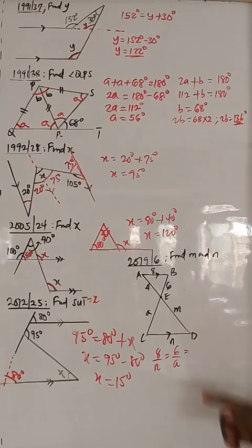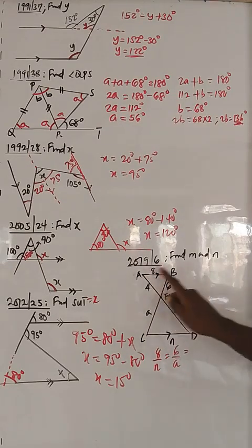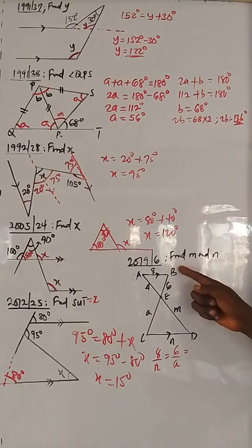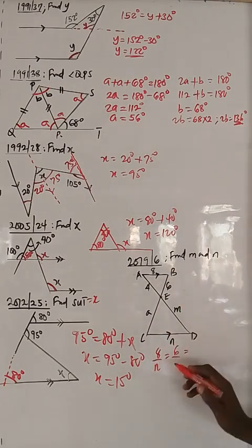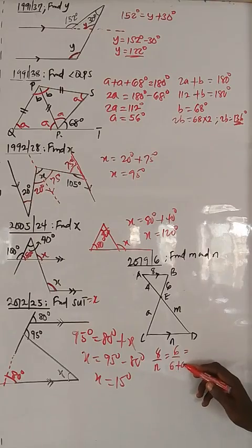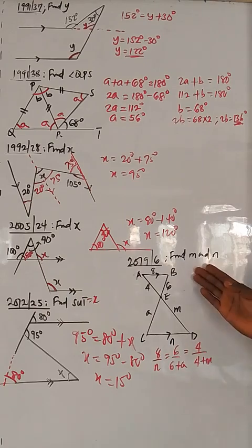and we have 8 over n, then 6 over 6 plus a. The whole of this is 6 plus a. Then last one, 4 over 4 plus n. So we are to look for m and n. So we have 3 equations here and we have 3 unknowns.